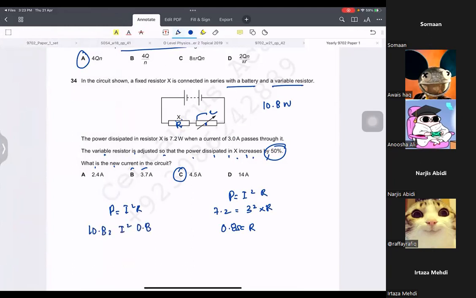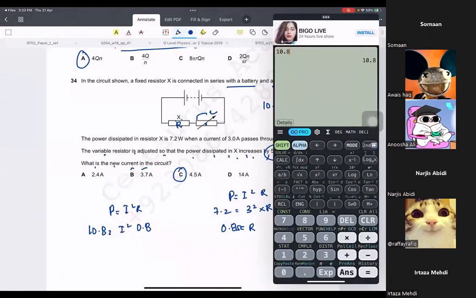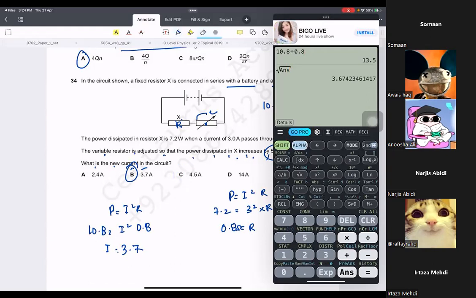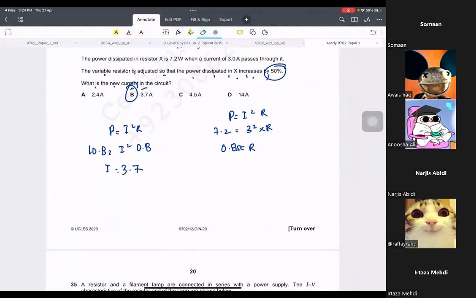Now, power equals I squared R. Okay. 10.8 divided by 0.8, and root of the answer, 3.7. This should be the answer, not that. Please, B should be the answer. I got it wrong in the first place because I thought voltage is the same, but it's not the same. It is going to change.